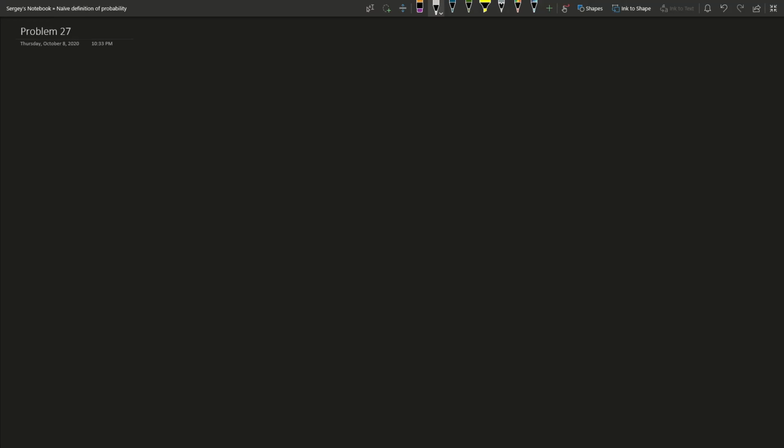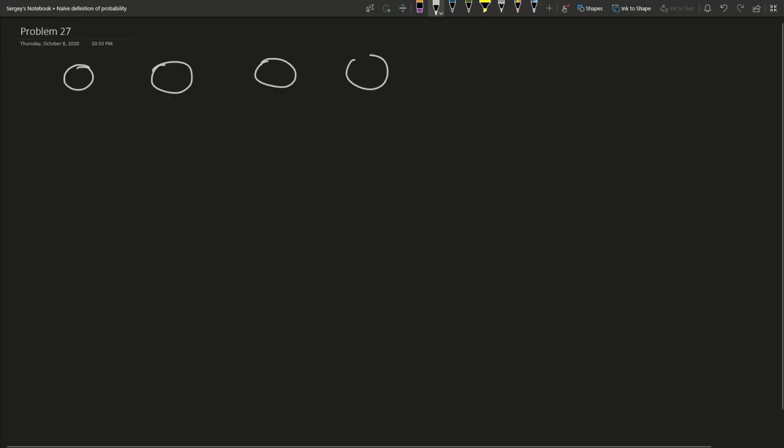In this problem, we're given n buckets. We can think of our buckets as these balls here, and we have n of them. And we have k items. The idea is that for each item, we're assigning one of these buckets. And we want to know what's the probability that there is a bucket with at least 2 items in it.